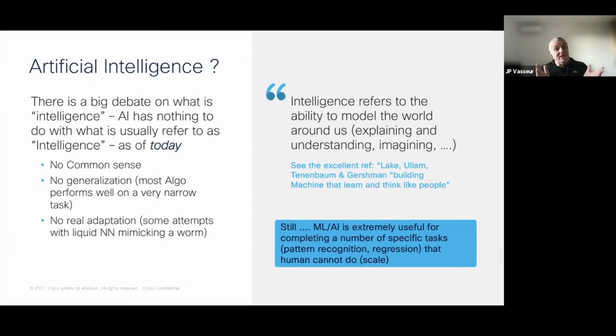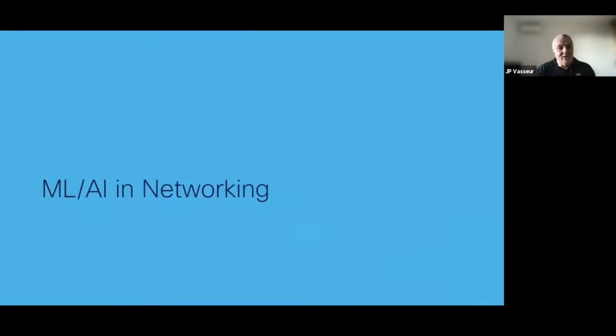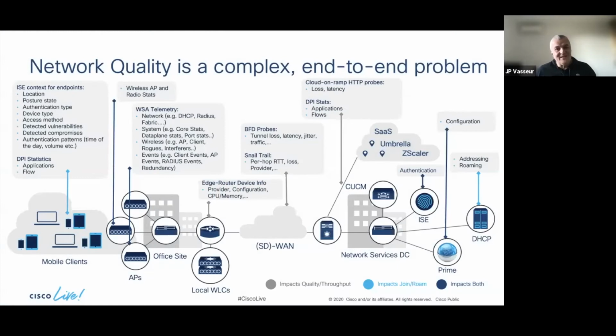But does that mean that ML and AI are not useful? Of course not. Machine learning and AI are extremely useful for completing a number of tasks. My goal today is to walk you through what we've been doing at Cisco in this area of machine learning and AI for networks. All right, so let's talk about networking for a second. That's going to be a completely different direction from what I said so far.